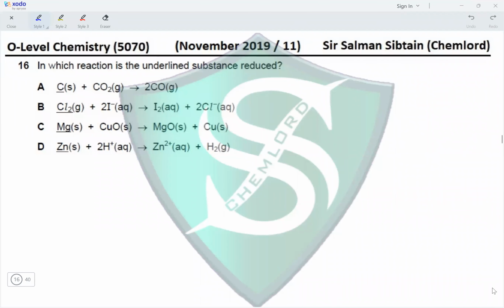Question 16. In which reaction is the underlined substance reduced? So in A, carbon has an oxidation state of 0. It is going to CO, in which the oxidation state is +2. This is oxidation, not reduction. In B, we've got chlorine with an oxidation state of 0, going to chloride ion with an oxidation state of -1. 0 to -1 is reduction.